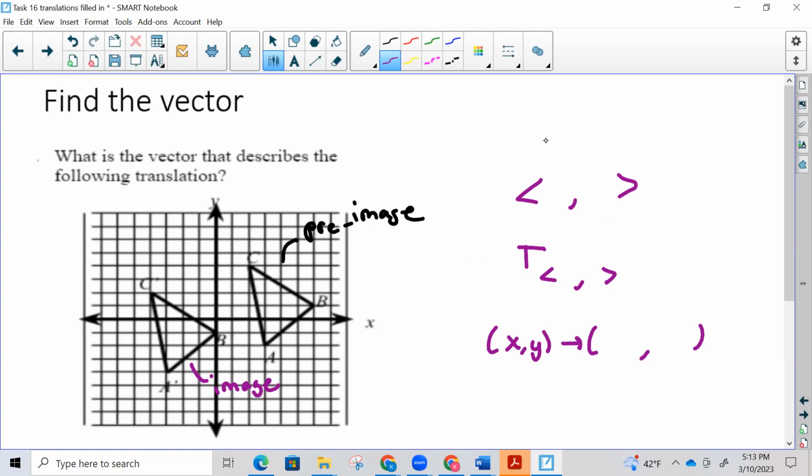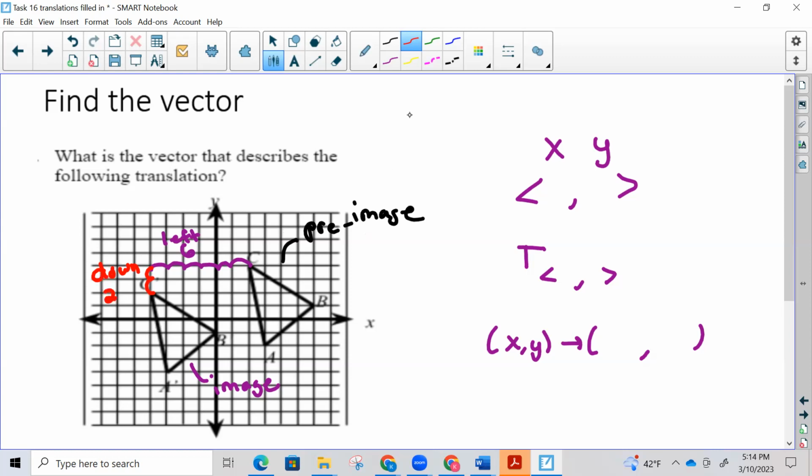So when I find the vector, remember the first coordinate is how much I'm moving left or right for X, and the second coordinate is how much I'm moving up or down for Y. And so I'm starting with C, and I'm going to count over to C prime, and I'm going to do the X direction first. So I'm going to count left because I have to go left to get to C prime. So I'm going to count, and it's 1, 2, 3, 4, 5, 6. And so I had to go left 6. And then if I count the other way, up or down, I'm going down 1, 2. So I'm going down 2.